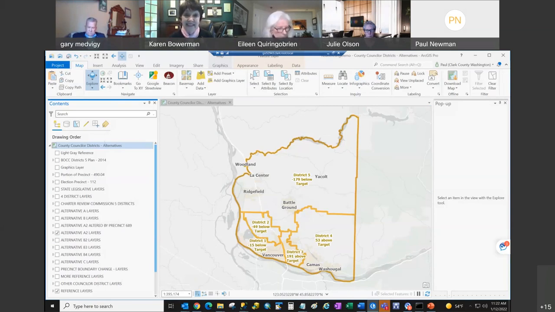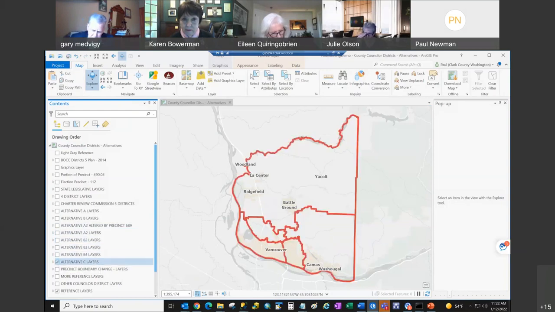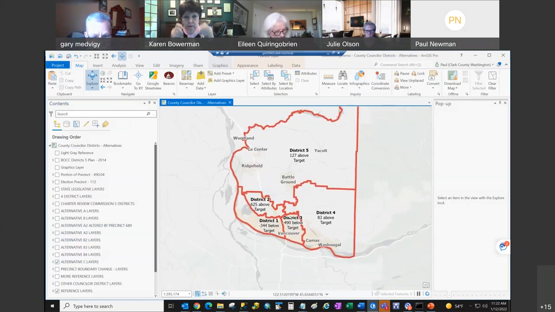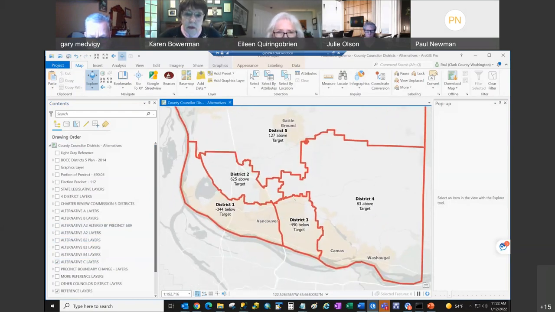Well, I did mention that I created two alternatives, B and C, and that is this in red. Again, this was presented to the committee, but it really didn't move forward. This was inspired by the notion of trying to keep the city of Vancouver in District 3.